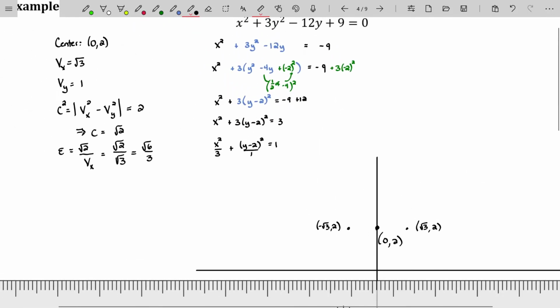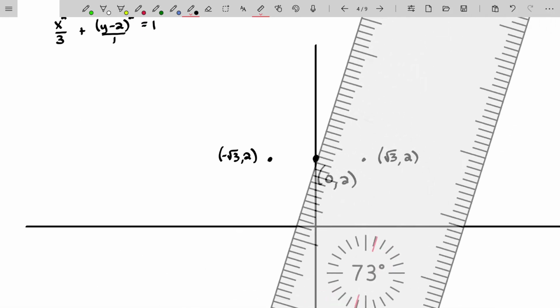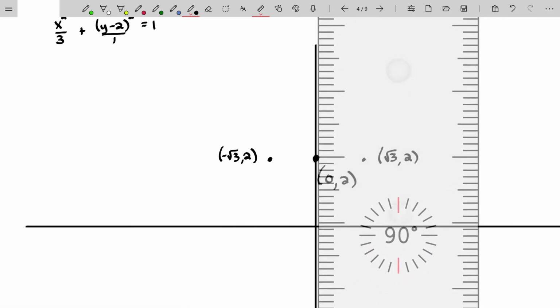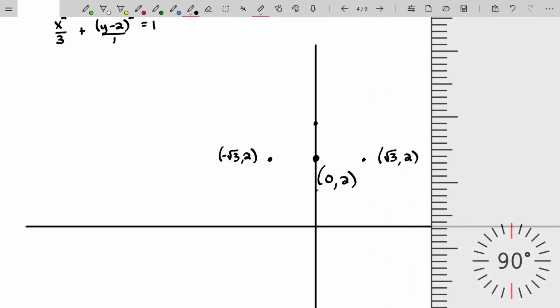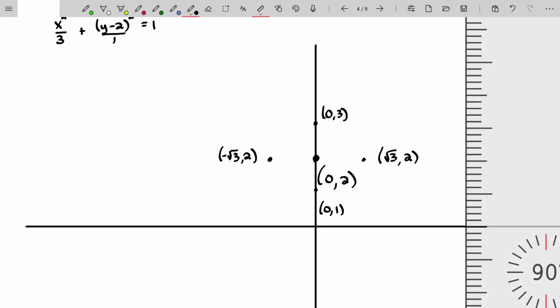And let's see, in the y direction, the vertices are a distance of 1. And again, that would be like here and here. So that'd be (0, 1) and (0, 3). I could technically at this point immediately start graphing. I don't really need to have my foci in there yet. Try not to run into my numbering schemes. And then, there we go, that's good.